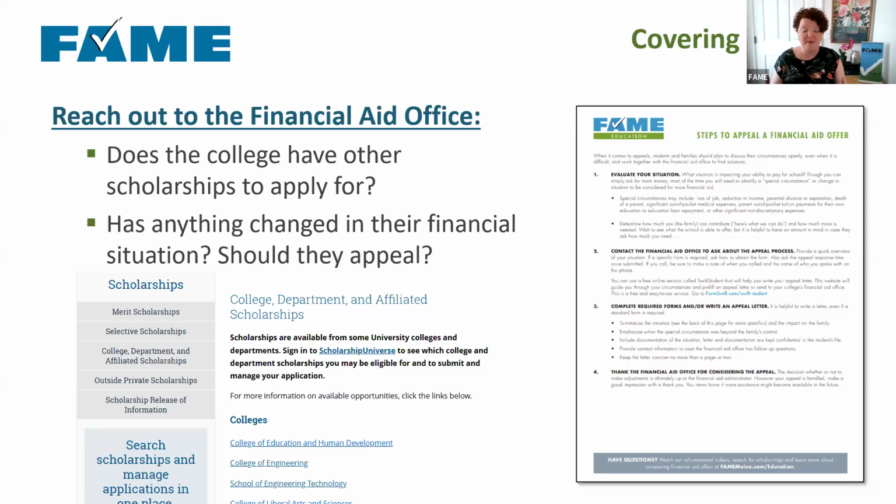When you're thinking about the student and the family, has anything changed for that student and family in the last year or so? Things like loss of income, unusual medical expenses, multiple students that are going to go to college at the same time. Those are all reasons that students can reach out to those colleges and let them know their financial aid situation has changed and ask for more money. So that is the appeal process.